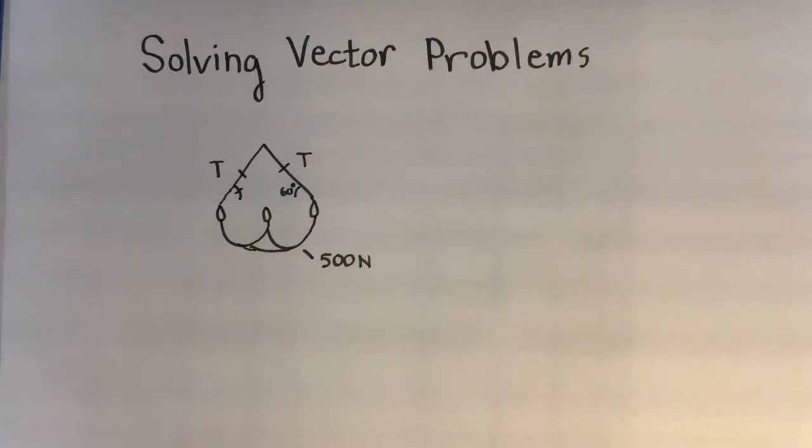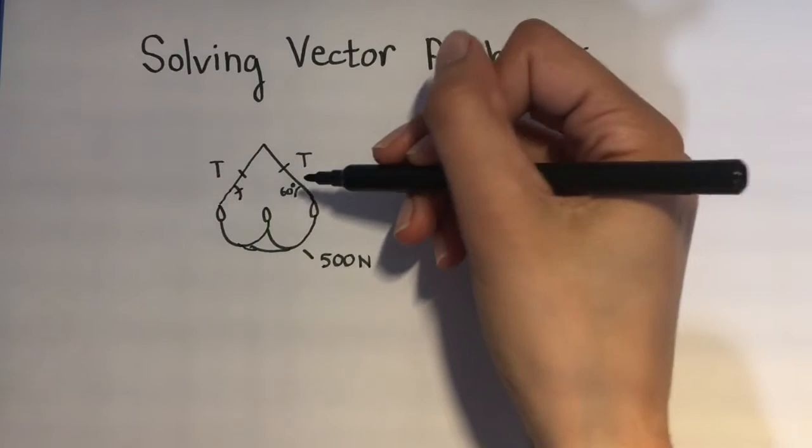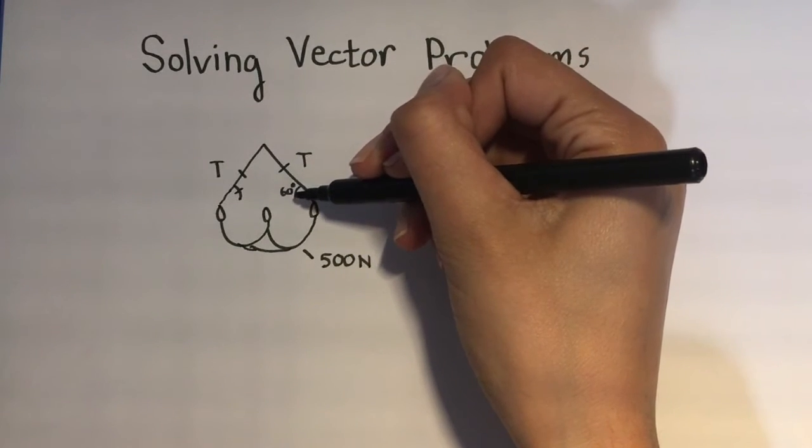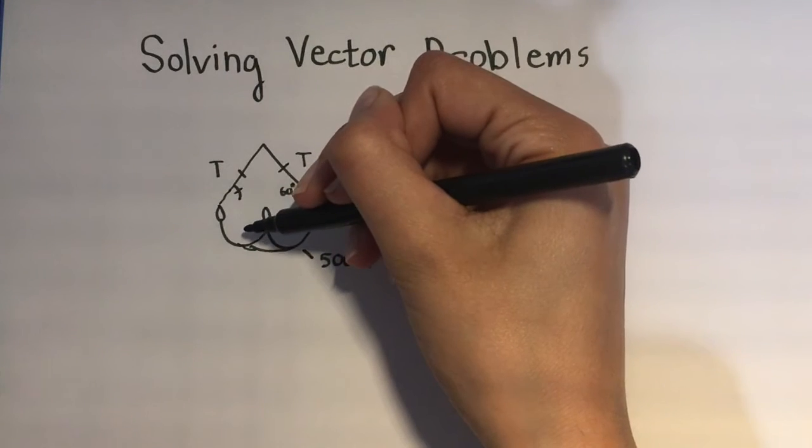Hello, today I will be explaining how to solve vector problems using this depiction of a mounted chandelier. Now, the information we are given about this situation is that the angle between this wire and the chandelier is 60 degrees and that it is congruent to the angle between this wire and the chandelier.